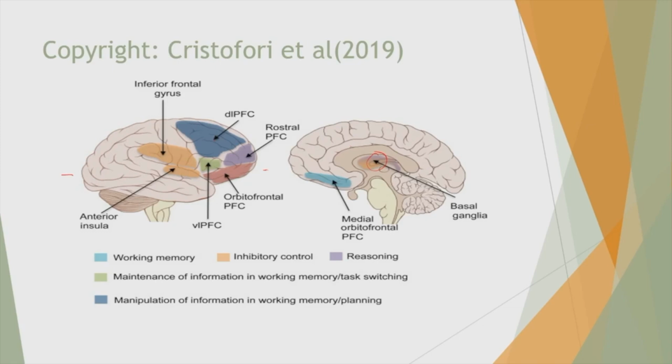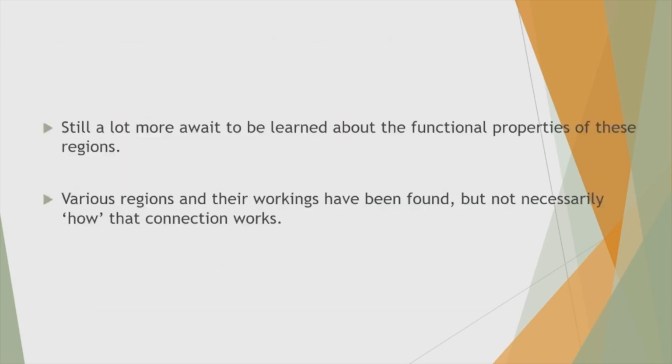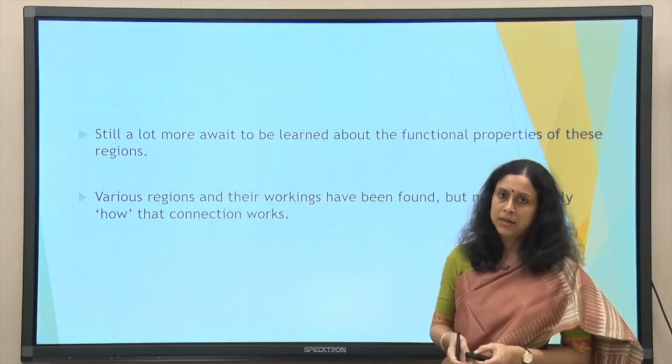Mostly there is a lot of agreement among neuroscientists that these are the areas where various aspects of executive control or cognitive control take place. So, you can see working memory, inhibitory control, reasoning, maintenance of information that we have just seen, and then manipulation of information in working memory. So, this is roughly the map of the brain in terms of those areas that are directly linked to executive control, cognitive control mechanisms. However, still a lot more needs to be learnt.